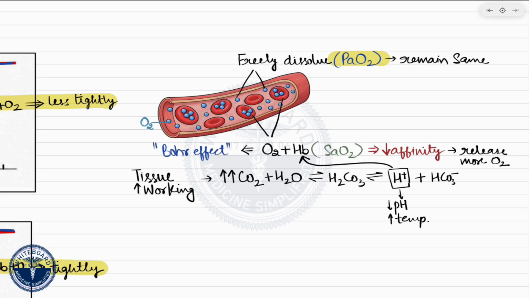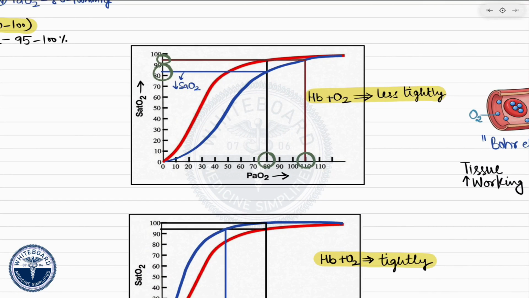But hemoglobin now releases more oxygen, meaning the SaO₂ becomes lower. In other words, the oxygen that was attached to hemoglobin is being released even though the PaO₂ may initially be the same. And this is exactly what we see on the oxyhemoglobin dissociation curve. That is, at the same PaO₂, the SaO₂ becomes lower, and as a result, the curve shifts toward the right. Again, this tells us that hemoglobin is holding oxygen less tightly and is therefore releasing more oxygen to the tissues.